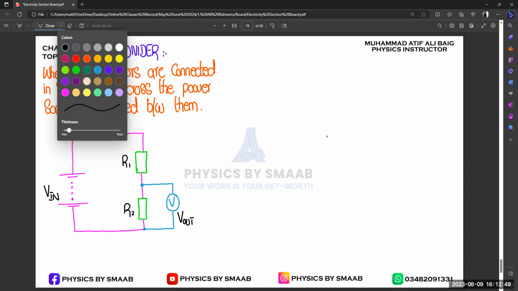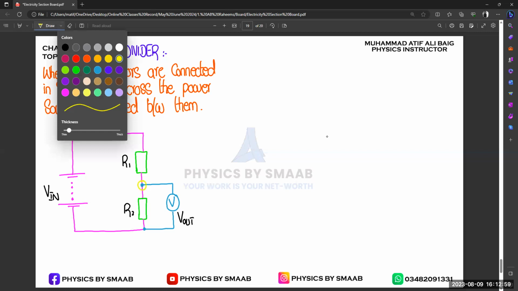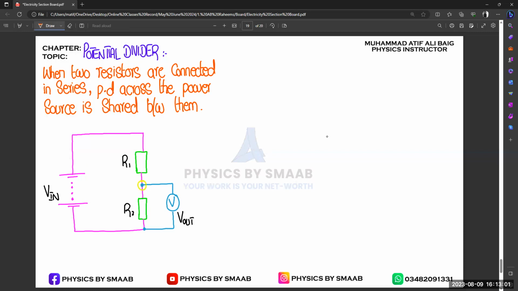Now, what is the main purpose of this potential divider? What is special in this potential divider? You can observe that there is a point connected in between R1 and R2, right? And there is still a length between R1 and R2. So actually, we use the concept of variable, in the sense that the potential divider will also act like a variable potential divider. We can say that. So there is also a concept of variable.